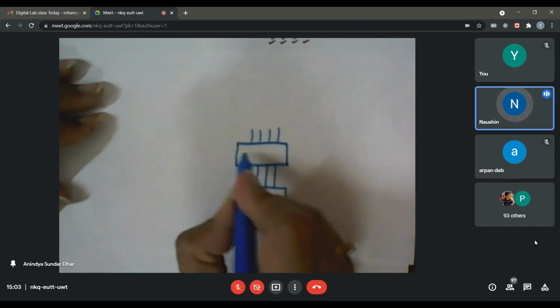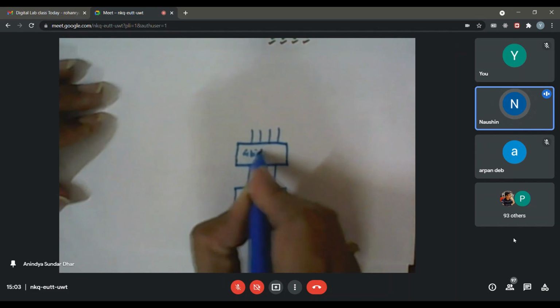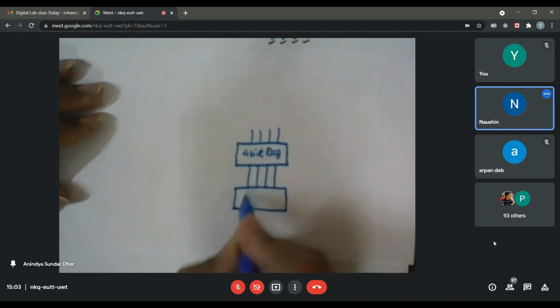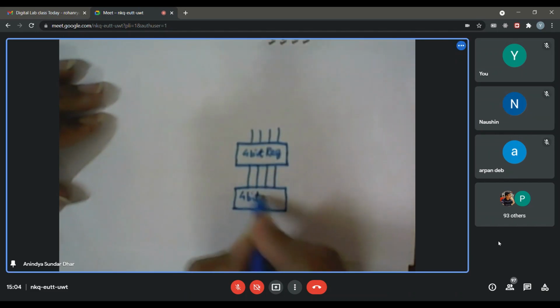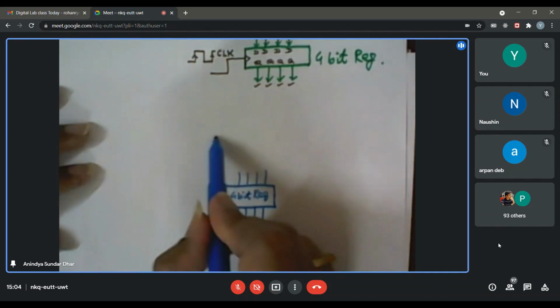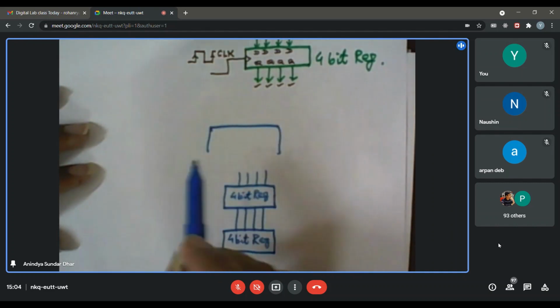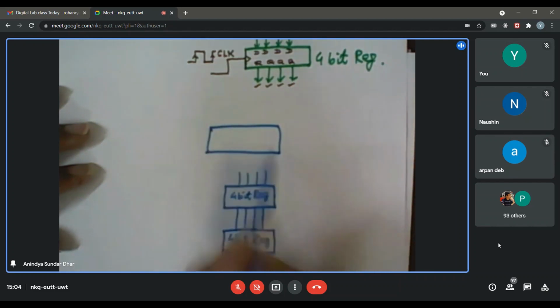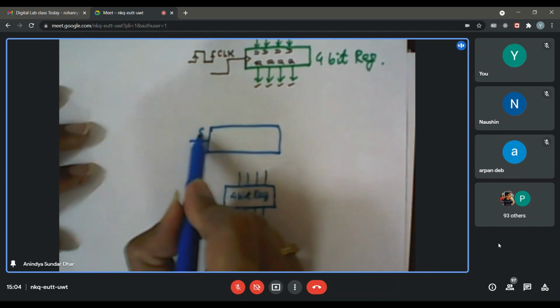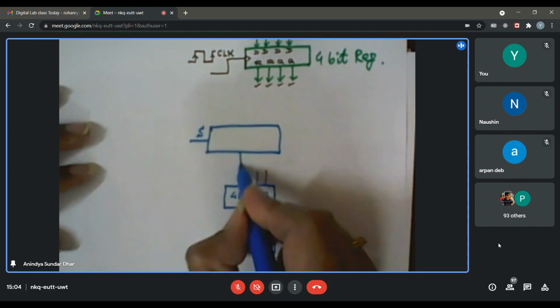Sir, can you just mention what does the strobe signal do? Yes. So I'm connecting this one to this keypad. It is having a strobe signal. Now she is asking what is the purpose of the strobe signal, or what does it do?